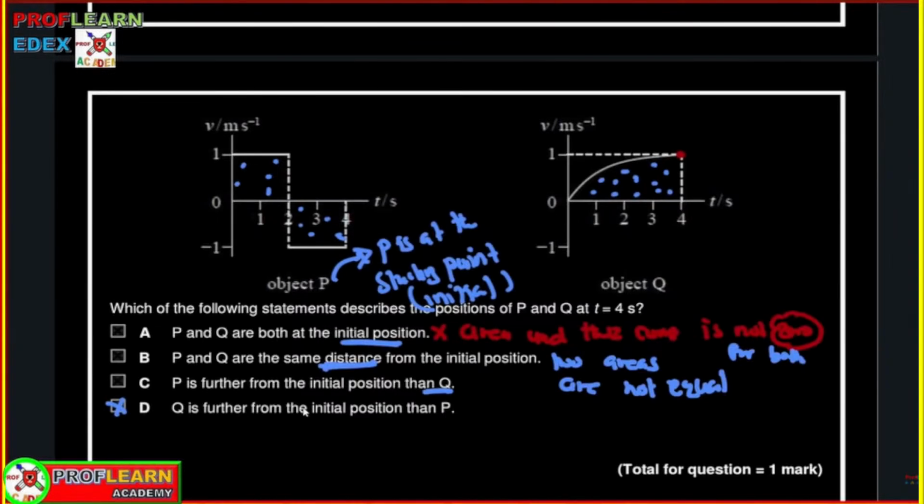Therefore, we can conclude and say that Q is further from the initial position than P, because P is at the initial position, but Q, you can see there is some area under the graph, so it means it's somewhere far from the starting position.